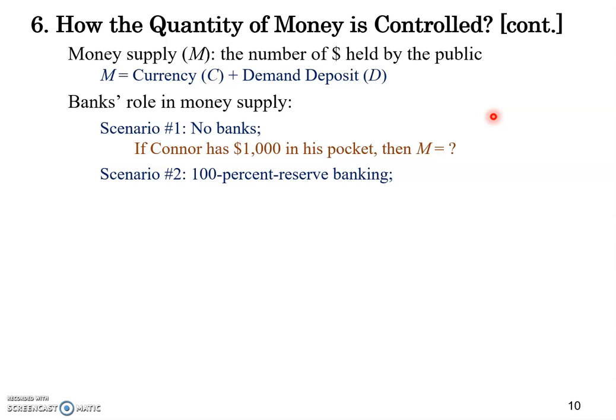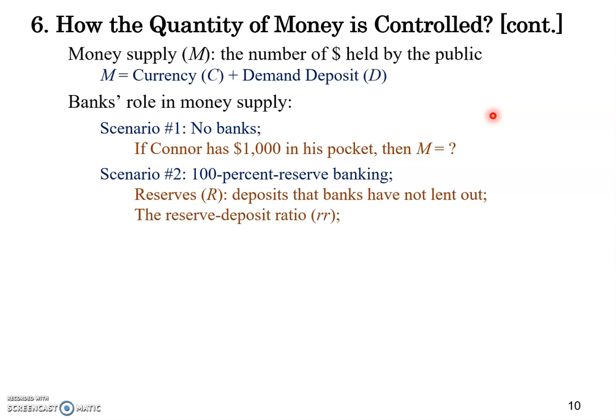The second scenario, we're talking about 100% reserve banking. Now, I'm going to explain what that means in a second. First of all, reserves means the deposits that banks have not lent out. For example, if Bank of America receives a $100 deposit and it lends out $80, the reserves in this case would be just $20. That's the amount of money the banks keep in their offices.